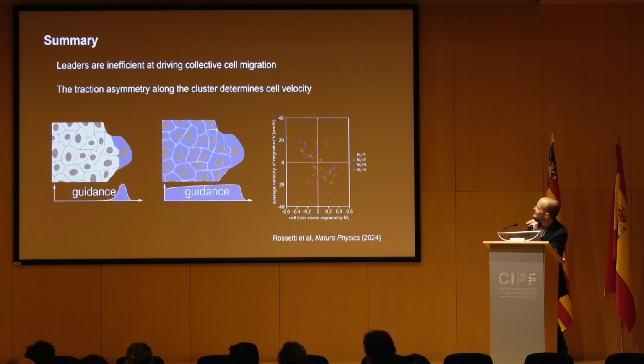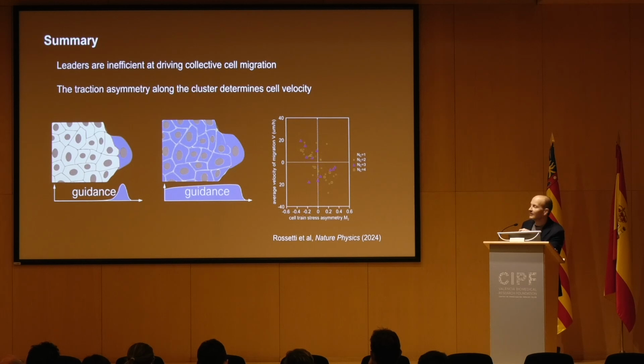So as the conclusion of this, there are two points. The first one is that leaders are inefficient at driving collective cell migration. And the second one is that the traction asymmetry along the cluster is what determines cell velocity. And notice that this does not solve the problem between this distribution and this distribution. What we're saying is that you need an asymmetry, which you can reach in this way, or in this other way. But without this mechanical asymmetry, you're not going to move. Okay? So that's the first point that I wanted to tell you about today.